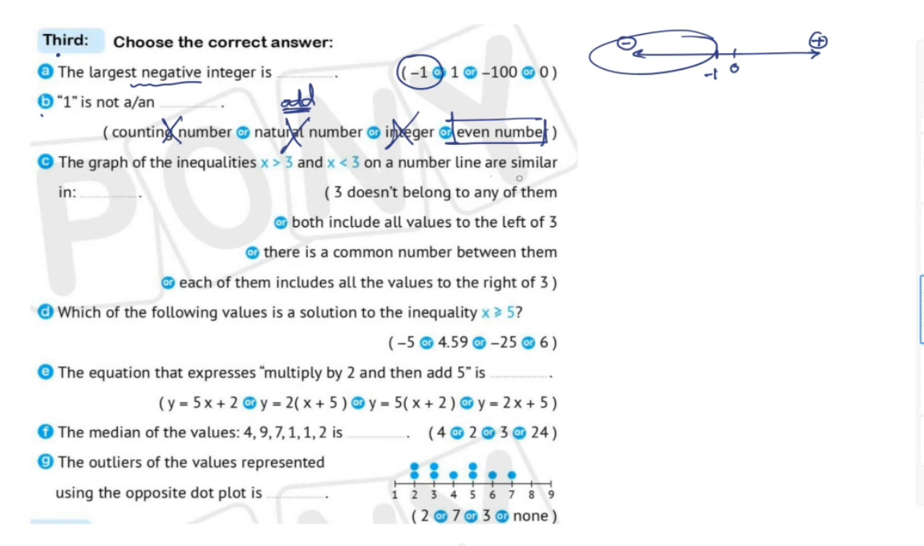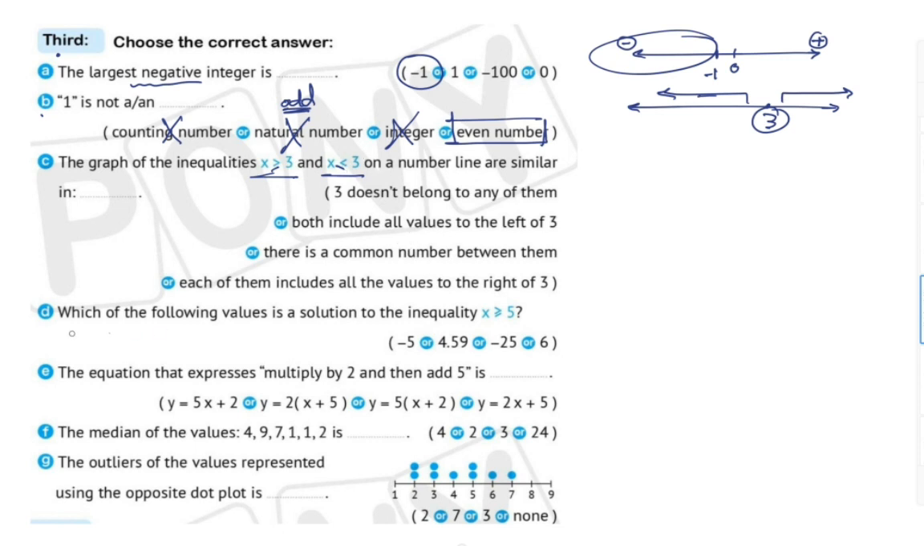The graphs of the inequalities x greater than 3 or x less than 3 on a number line are similar, what? Walk with me. On the number line, you have 3. When he talks about x greater than, it is this part, and x less than, this part. But 3 is not here, because there is no equal, so 3 does not belong to the solution of the first or the second inequality.